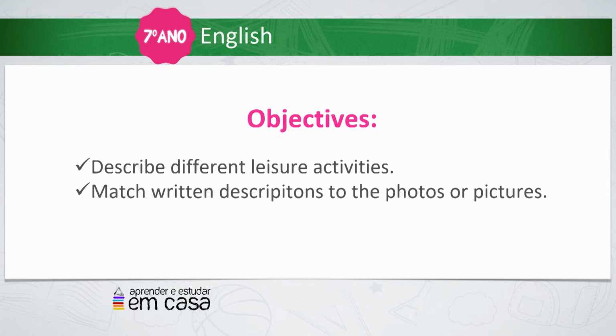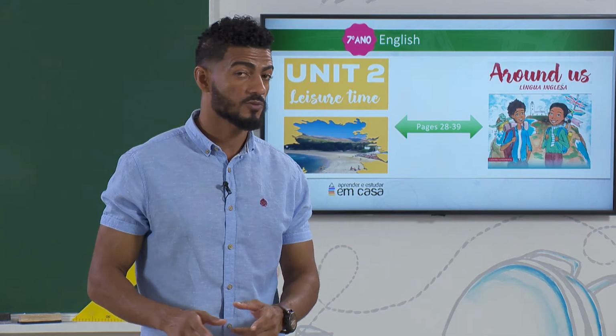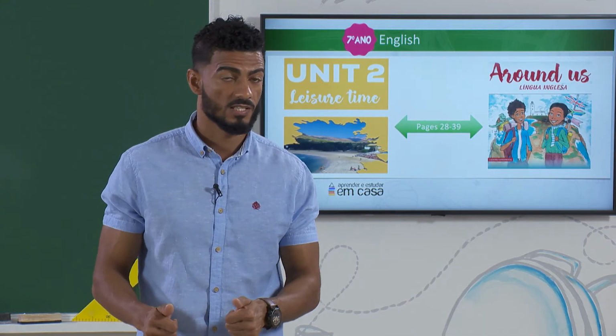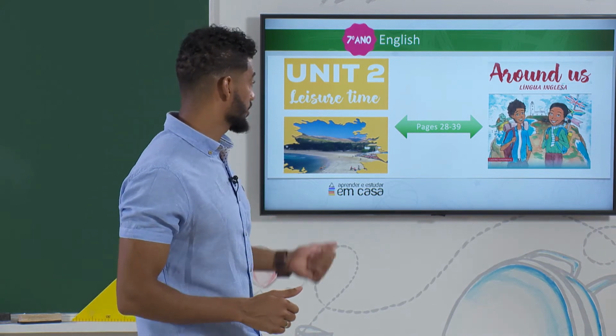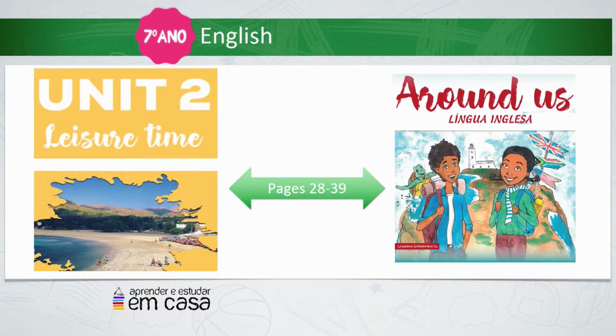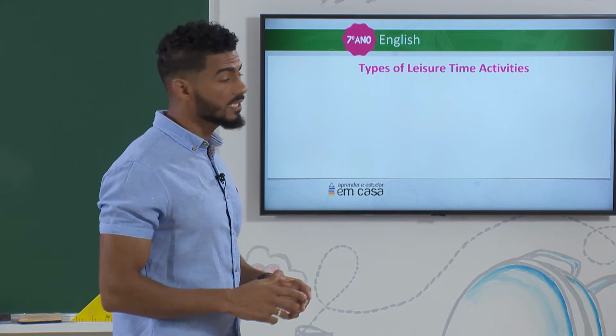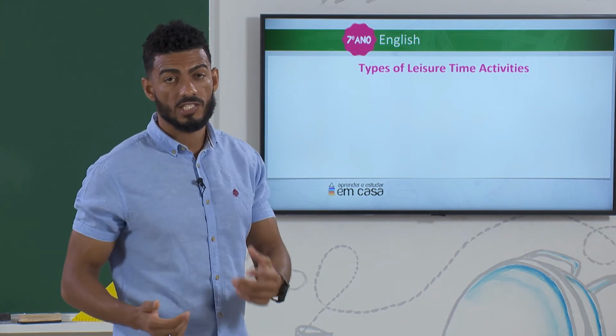So, do you have your book with you? Your 7th grade book? Okay, great. Open your book on page 28 to 39. We are going to start today with Unit 2, Leisure Time, as I said before, and this is our book. So, let's see some types of leisure time.